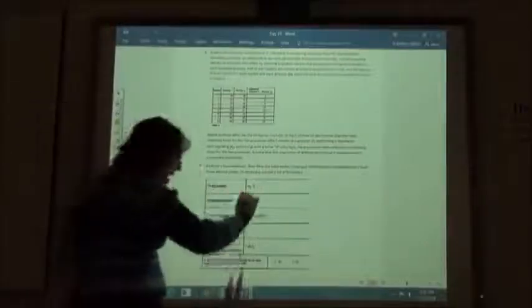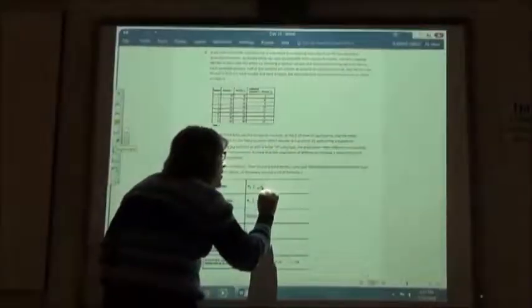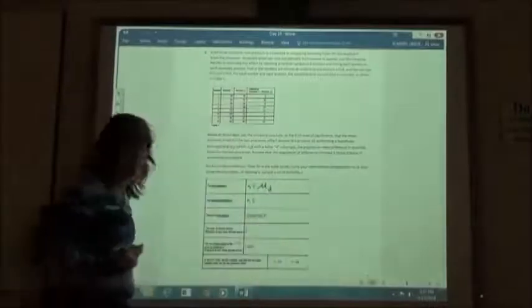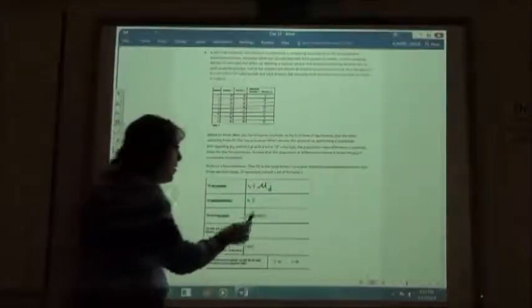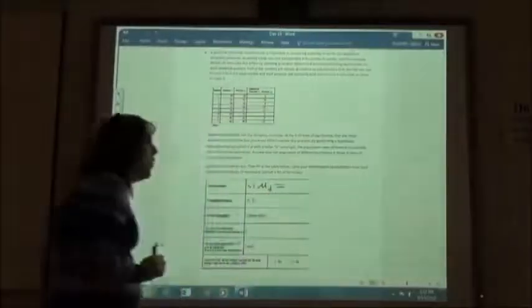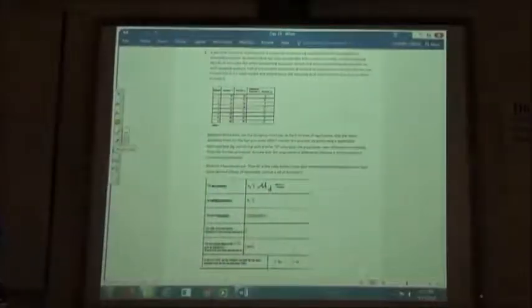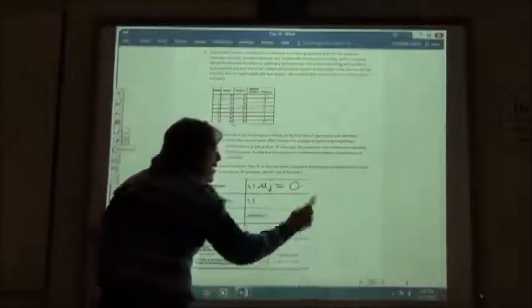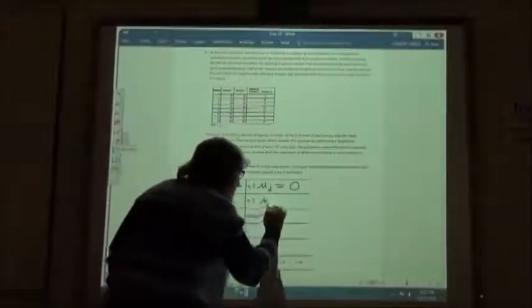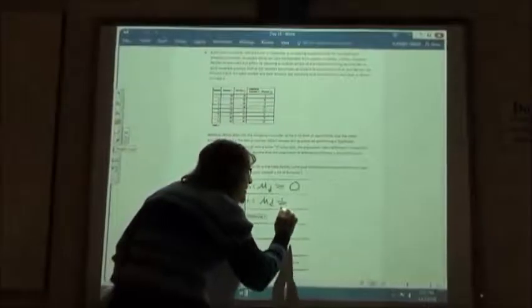So here for my null, I'm going to use U sub D. For the null, we always have the equal. So I'm going to say that the difference is equal to 0 if there's really no difference, right? There's no difference, the difference would be equal to 0. If there is a difference, it is not equal to 0.